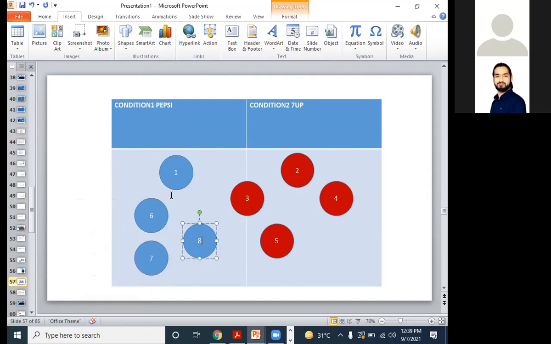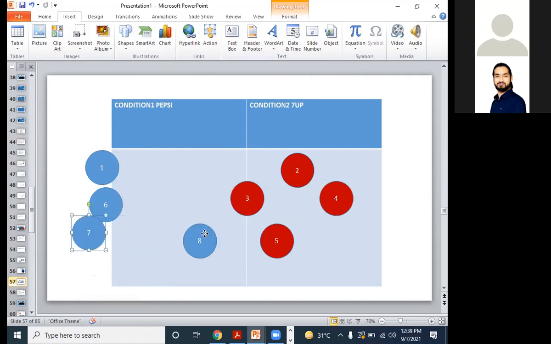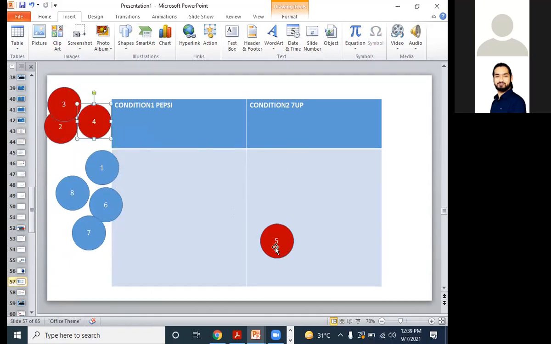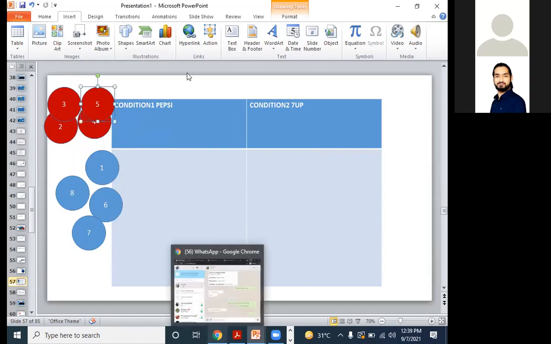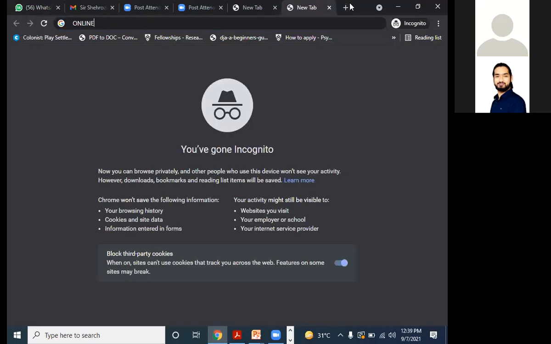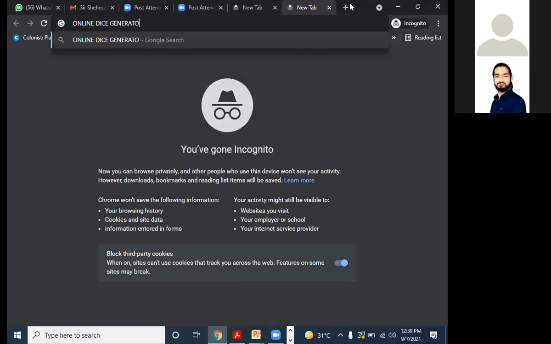All right. So I'm supposed to evenly divide them into two groups, but I'm not going to do that on my own, because anything I do, someone will say you're being biased, you're favoring one group over the other. So I'm not going to do that. I'm going to use a random technique. What I'm going to do is use an online dice generator.